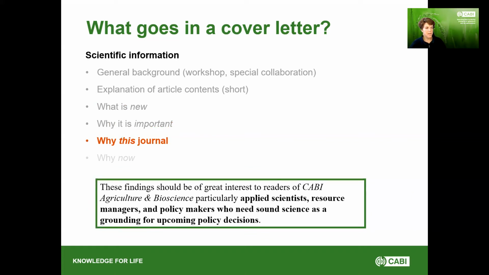So here's an example. These findings would be of great interest to readers of CABI Agriculture and Bioscience, particularly applied scientists, resource managers, and policymakers who need sound science as a grounding for upcoming policy decisions. So you can imagine how that aligns with some of the stated aims and goals of this particular journal, in this case, CABI Agriculture and Bioscience.